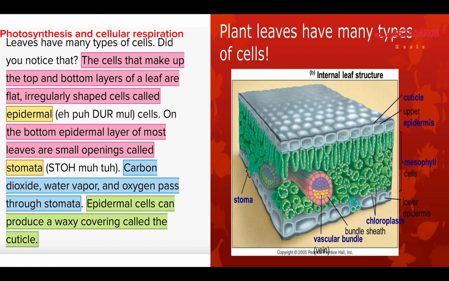Epidermal cells can produce a waxy covering called cuticle. So this is this waxy cover, and we have also here waxy cover. We call it the cuticle. We have here the upper cells and the lower cells, the epidermal cells. On the lower or bottom epidermal cells, we have stomata.